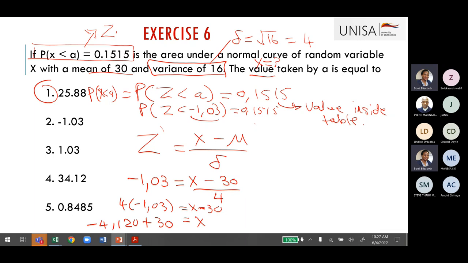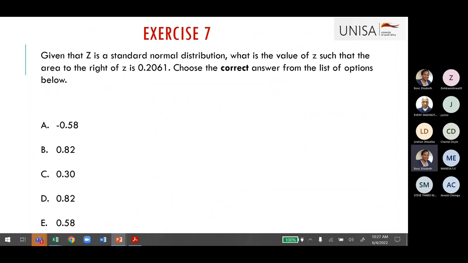So we are left with 3 minutes. I just want to scroll through some of the questions that I've included in the notes. Notes are downloadable from the My UNISA site, where you access the recordings. Some of the questions might look like this. Here they gave you the Z value as well. Let's look at this one as well.